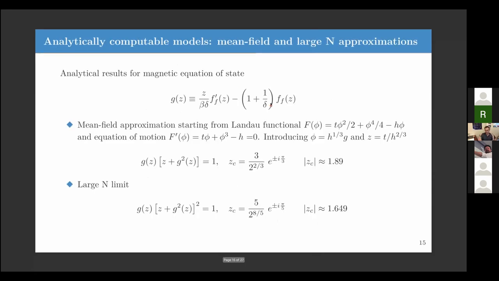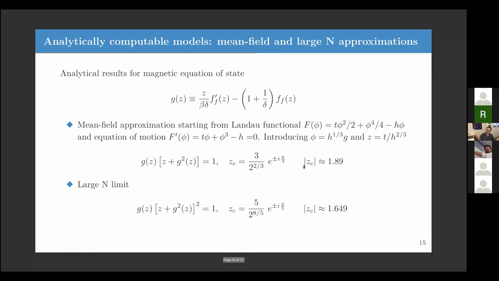Okay, so I mentioned mean field and large N, so let me explain what they are. Let me explain the mean field approximation in a little bit more detail. We can just start from the Landau functional given by this equation over here, and introduce the equations of motion by taking the derivative with respect to the order parameter. And from that, by doing a trivial rescaling, which is designed to introduce the scaling variable we discussed before, and to express the order parameter in terms of the magnetic equation of state, the function G, we will get this equation over here. And one can immediately recognize that it has singularities at this point.